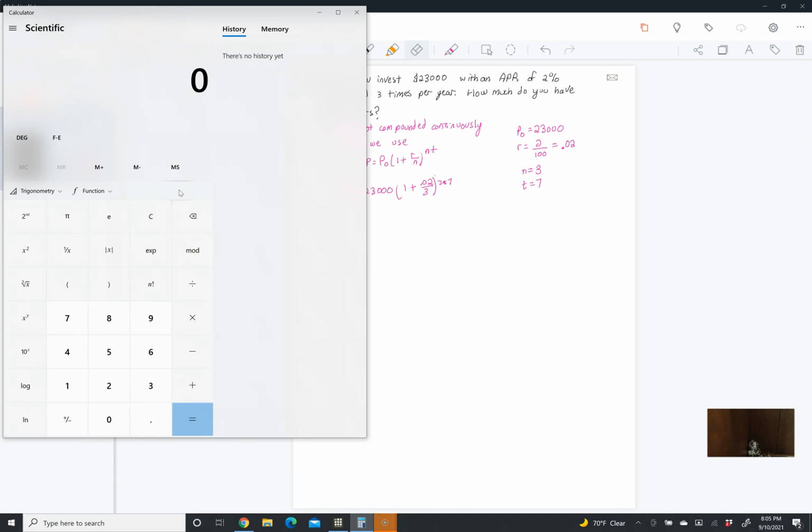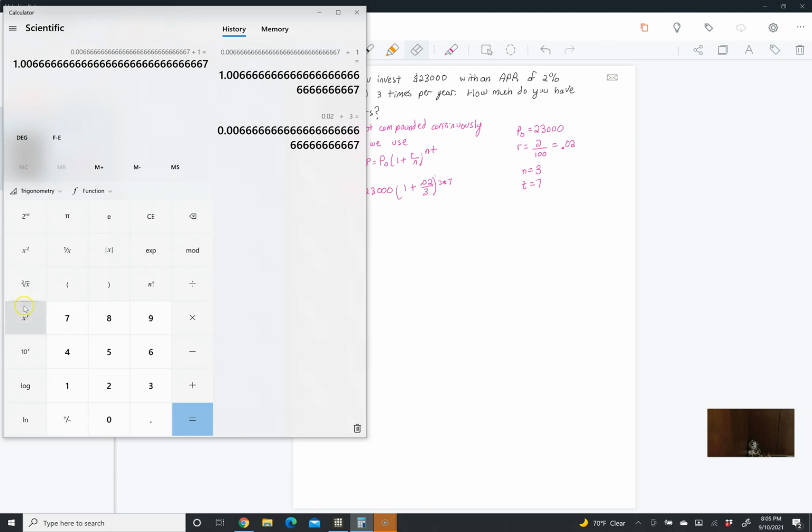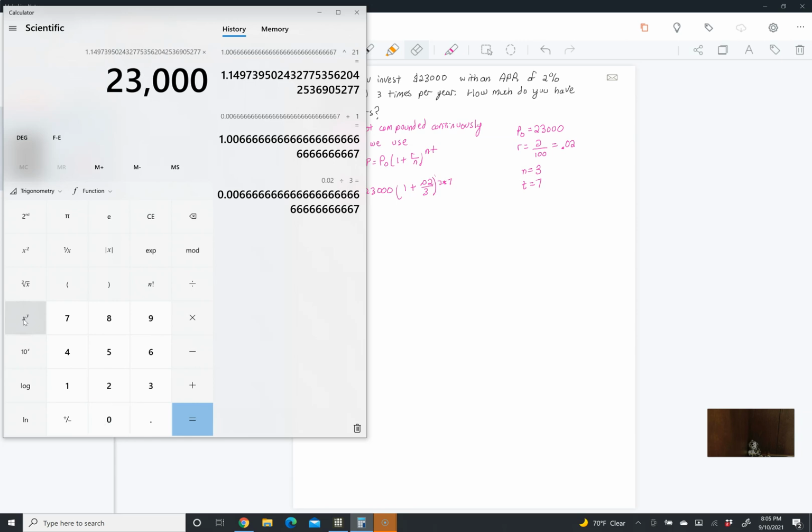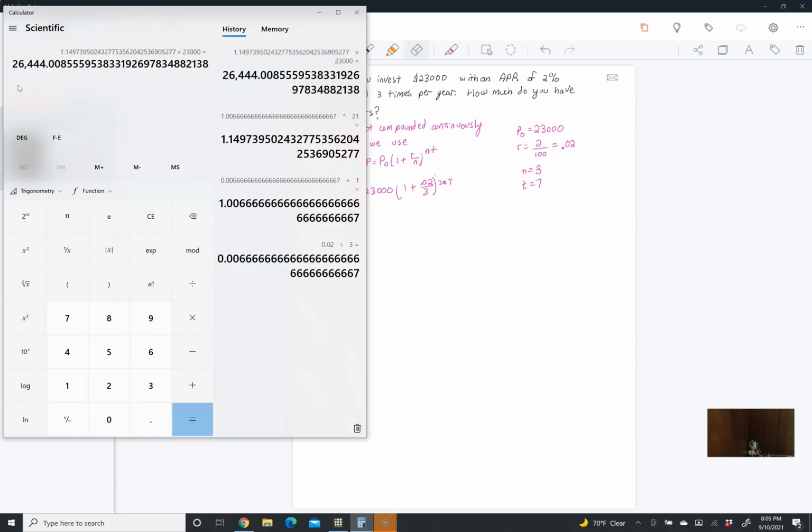Okay, so you're going to do the 0.02 divided by 3 first. Then you're going to add 1. This is order of operations, right? Then you're going to raise that to the 21st power, because that's what 3 times 7 is. So on this calculator, raising to a power is this x to the y. 3 times 7 is 21. And then you multiply by 23,000. And you get $26,444.01. Okay, you're rounding to the nearest hundredth again because you're dealing with dollars and cents.